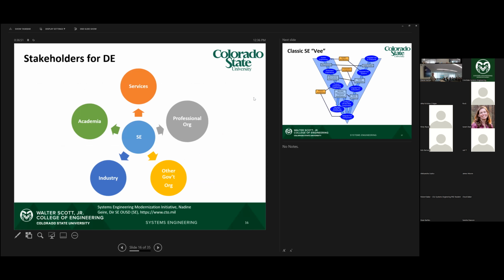Let's go on to the next one. All right, who else is going to be involved in this? So this big transformation into digital engineering, these are all stakeholders. You will notice that academia is one. And there are certain other systems that are out there, professional organizations. Obviously, the government is a big part of this, as is industry.